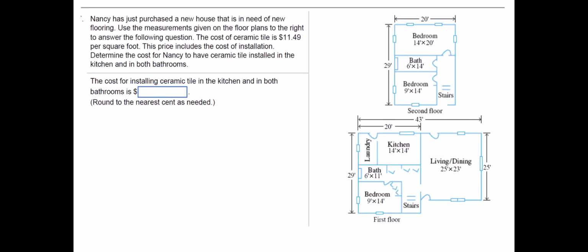Nancy has just purchased a new house that is in need of new flooring. Use the measurements given on the floor plan to the right to answer the following questions. The cost of ceramic tile is $11.49 per square foot. The price includes the cost of installation. Determine the cost for Nancy to have ceramic tile installed in the kitchen and in both bathrooms.